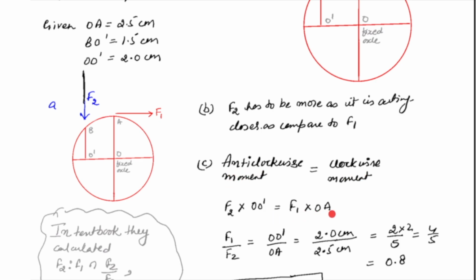So we will get this relation, and we can solve for the ratio of F1 and F2, and we will get the answer as 0.8. So you can solve it by yourself. It's very simple, just simple math.